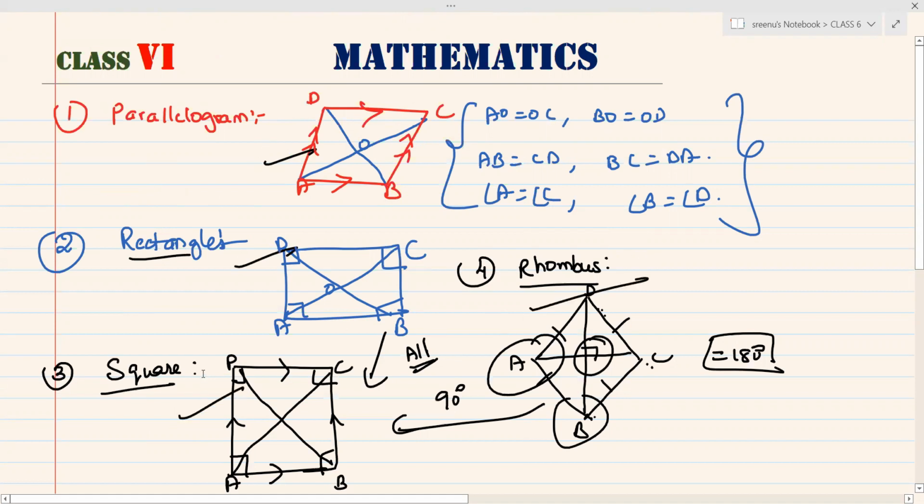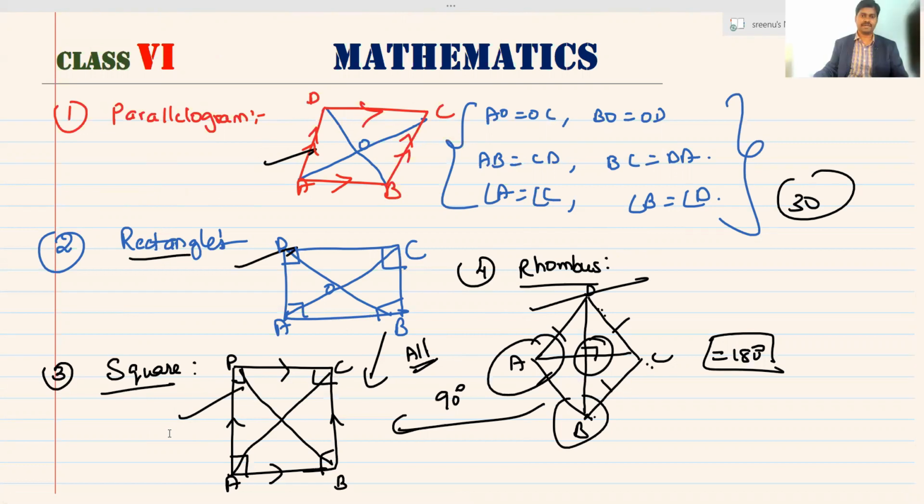Also we have done nearly 30 objective type questions. In the next session, we shall continue the quadrilateral topic.